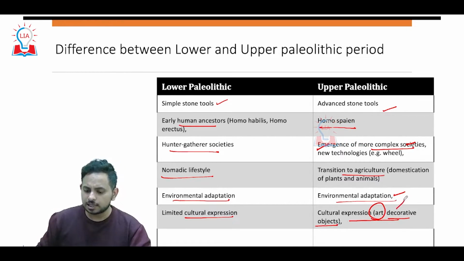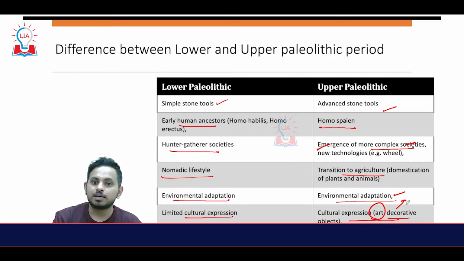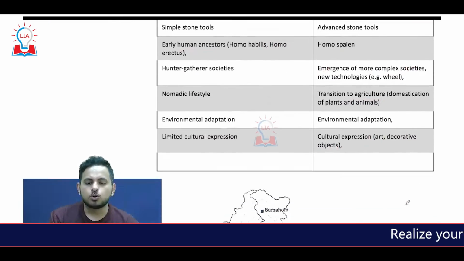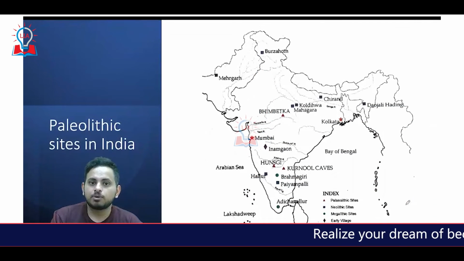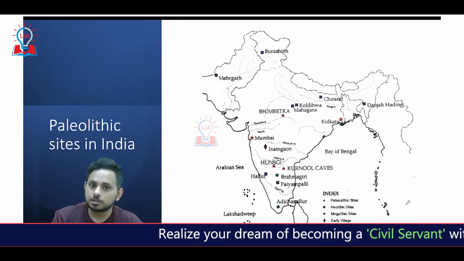One important example of art and a decorative object as cultural expression is the paintings that we have at Bhimbetka. So Bhimbetka and the paintings that we have at Bhimbetka, I'll be discussing in detail in the next part of the video, that is the Mesolithic period.